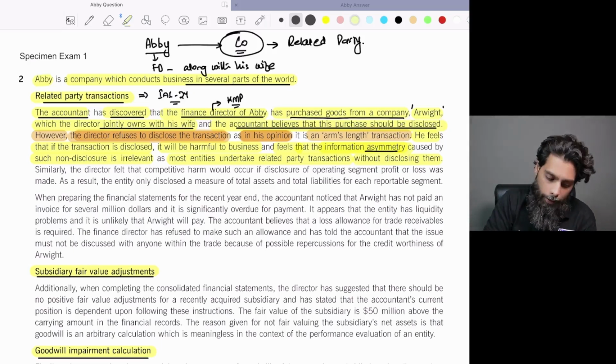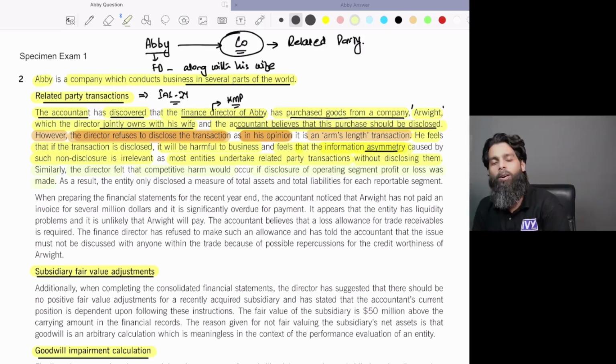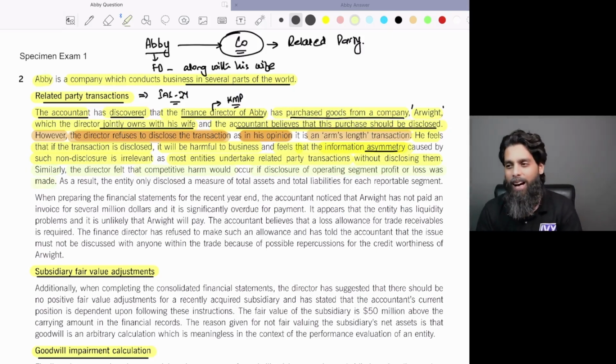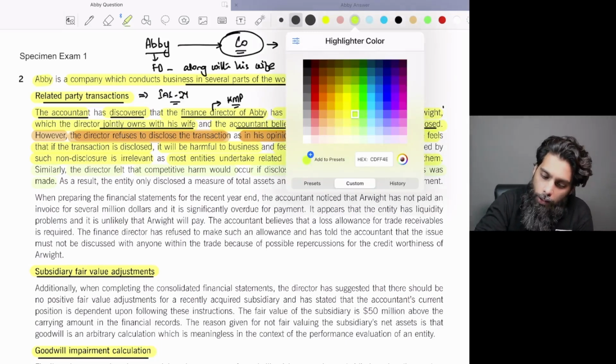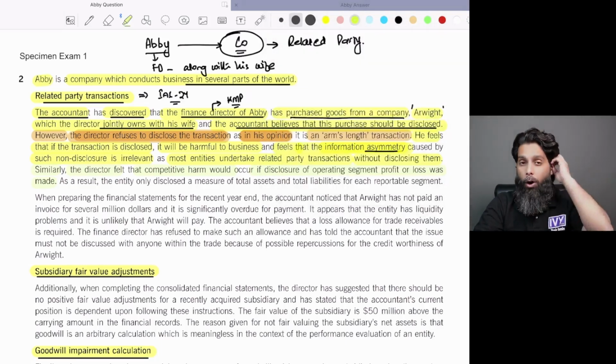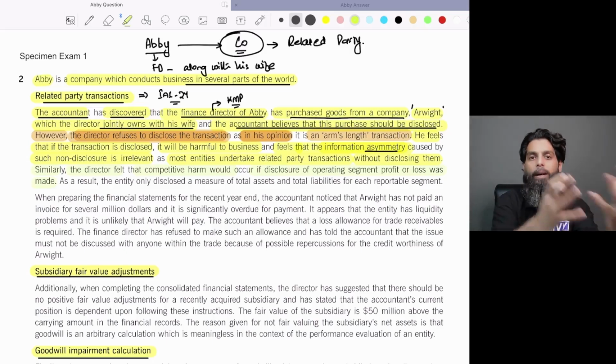Make sense? The examiner says, similarly, the director feels that competitive harm would occur if disclosure of operating segment profit or loss was made. Now here comes IFRS 8 in between. You remember IFRS 8? So according to IFRS 8, an operating segment is basically a component of an entity which has its separate results.